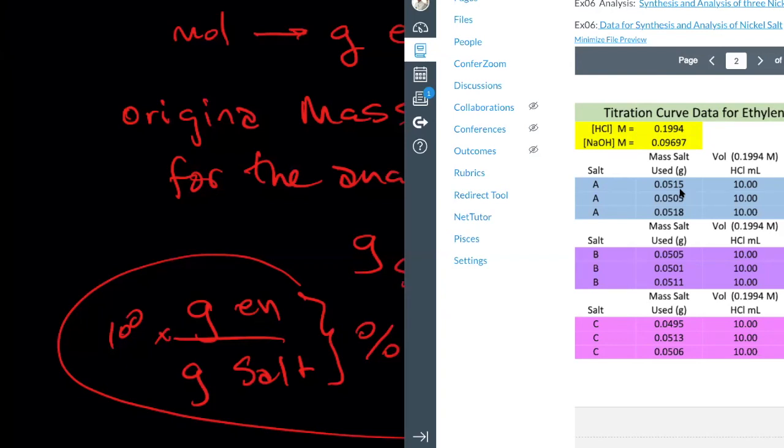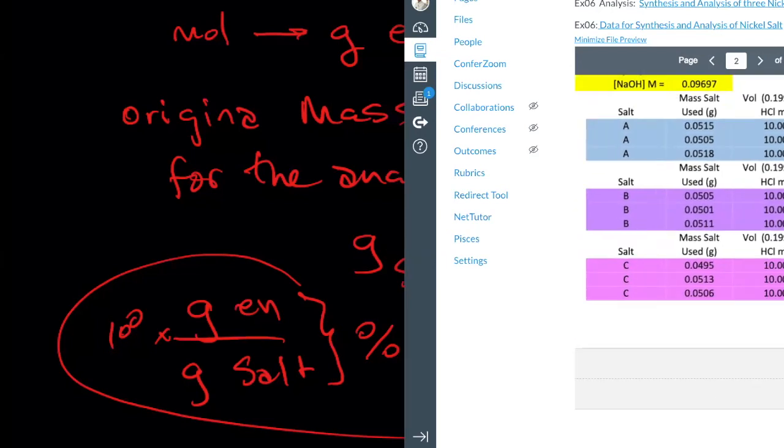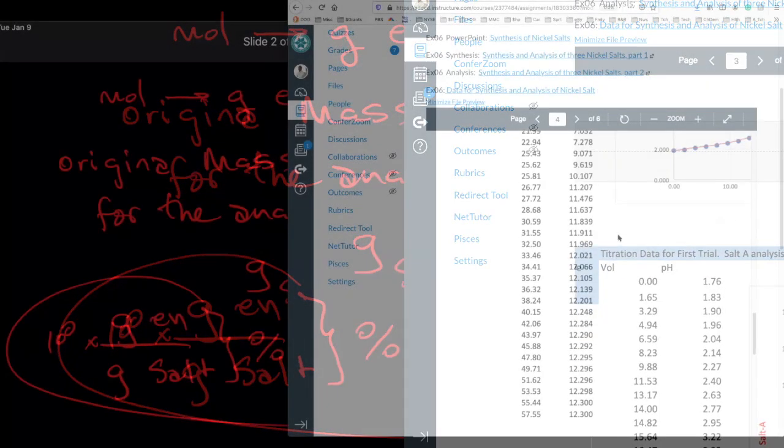Nickel analysis will be easier, okay? Hopefully you guys are following me through that. And there are 3 salts right here, 1, 2, 3. And all you need to do is come up with the average equivalent volume so that you can calculate the amount of hydrochloric acid that did not react. So let's go to the nickel analysis next.